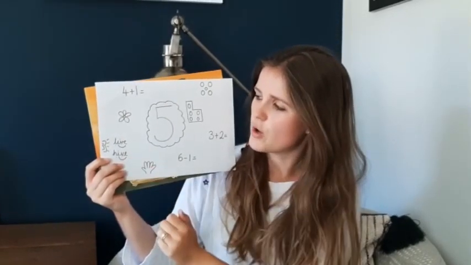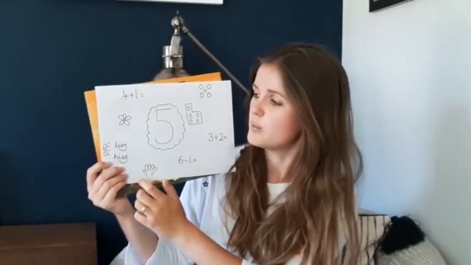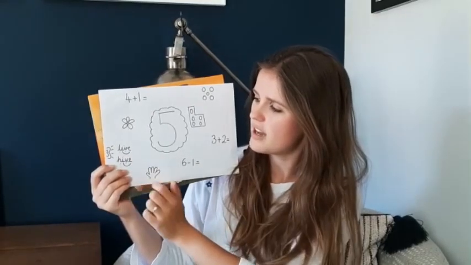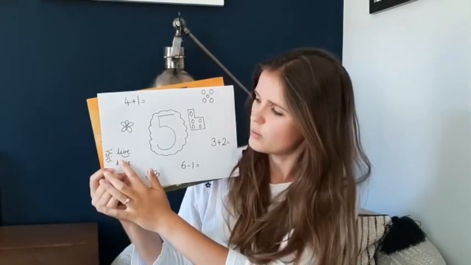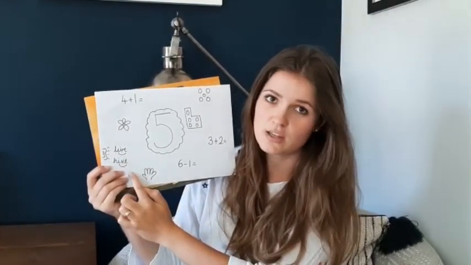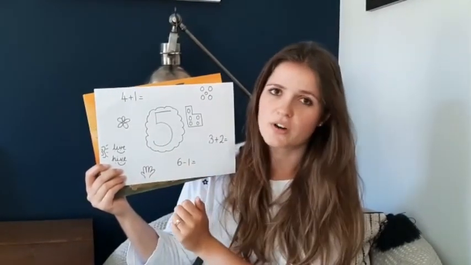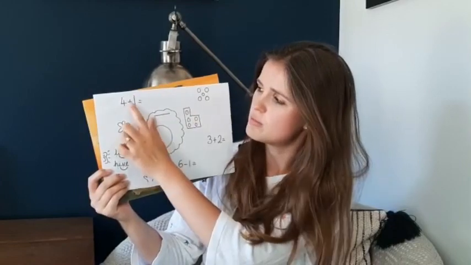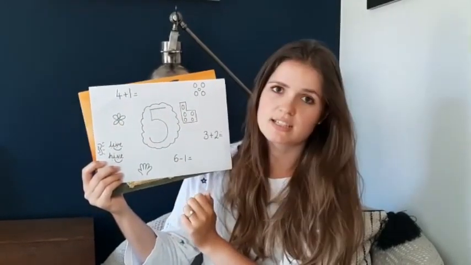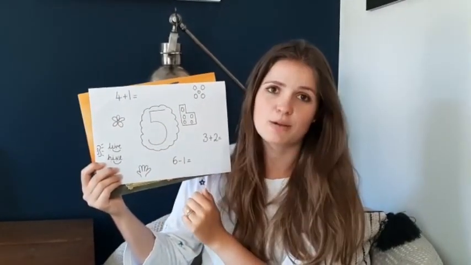I've also thought of words that rhyme with the word 5. So I thought of live and hive, because they all have the I split E. So see if you can think of some more rhyming words. And I thought of some number sentences that equal 5. So see if you can do some addition or some subtraction sentences where the answer is the number 5.